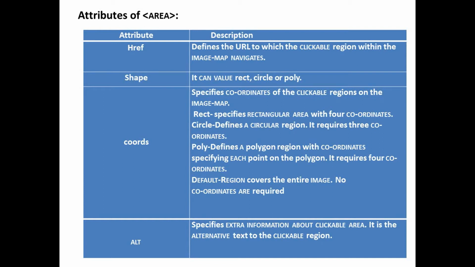Coordinates specify the coordinates of the clickable region on the image map. What do you mean by coordinates? For example, if you are drawing a rectangle, what is a rectangle? It has four sides. So if you mention a rectangle, what is the position of the rectangle? For that you have to specify four coordinates: x, y, dx and dy. What is x?